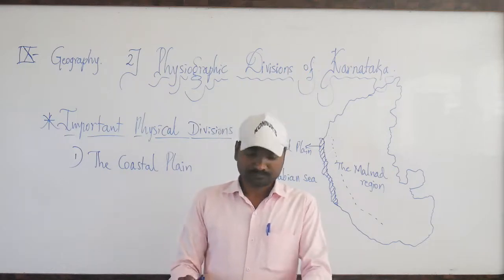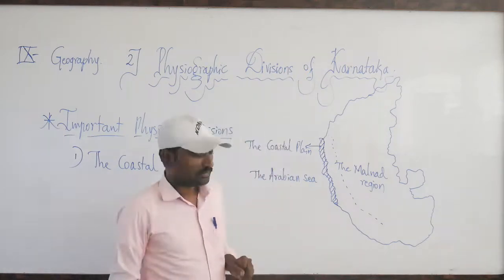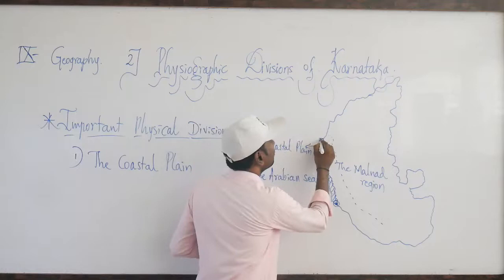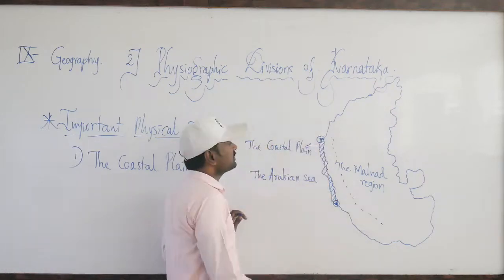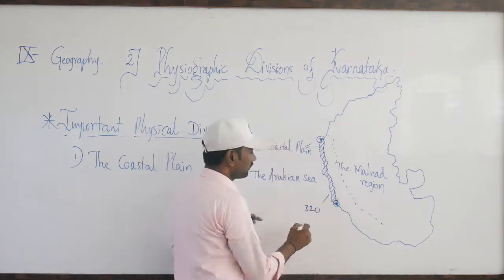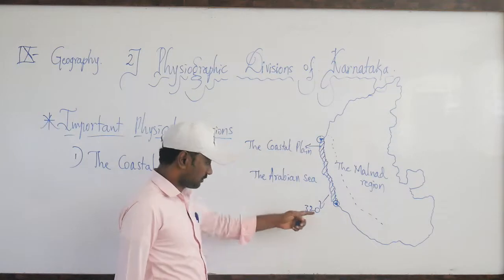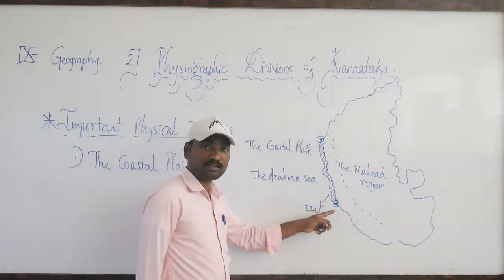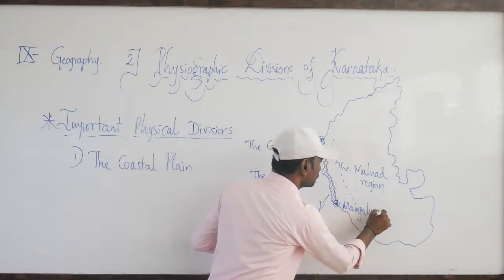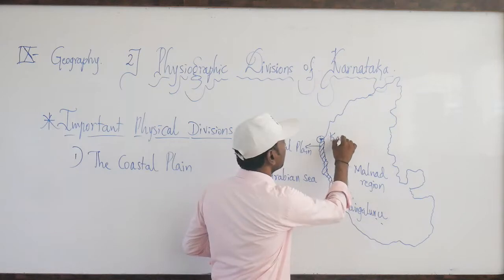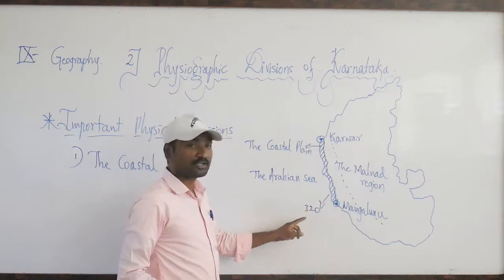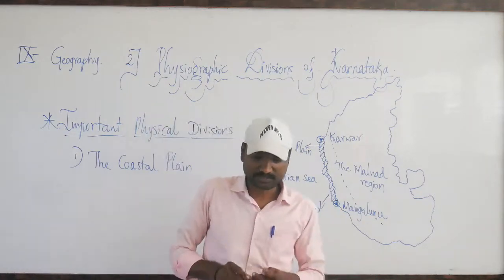This coastal area extends from Mangalore in the south to Karwar in the northern side. It is about 320 kilometers. So from Mangaluru to Karwar, it is about 320 kilometers.